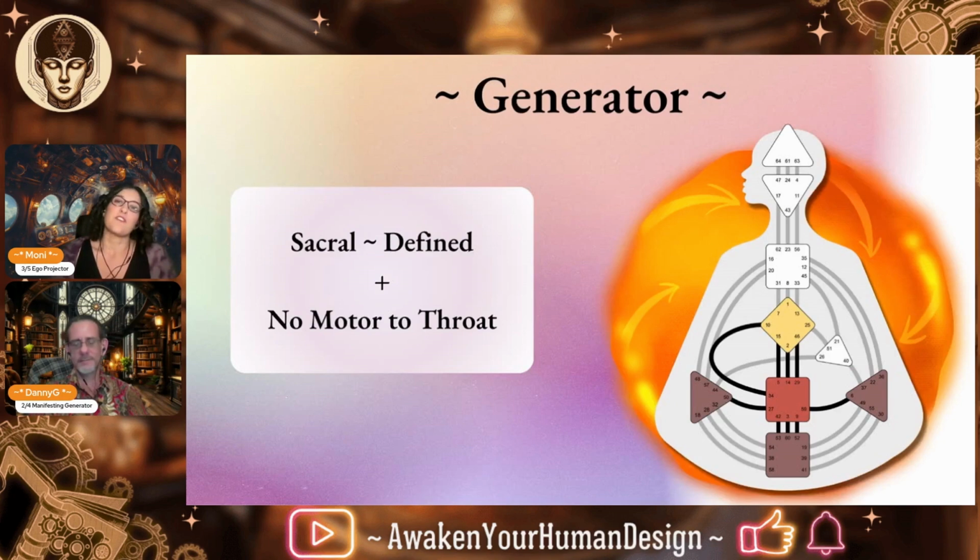So then we have the generator, the pure generator. And so for the pure generator, the sacral is defined. So that square, that second square from the bottom, is colored in red. So the sacral is defined and there's no motor to the throat for the pure generator. It's the red sacral defined, and then the motor is not making it to the throat in any way. Yep. A third of the population is this.